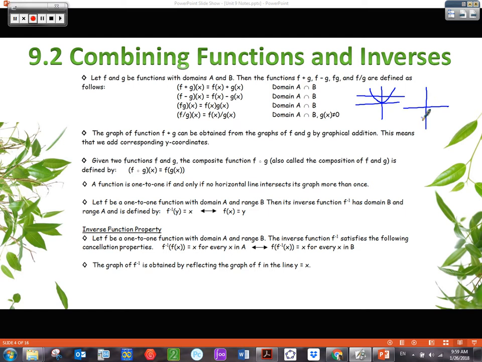What about y equals x cubed? Yeah, that is a one-to-one function. It doesn't matter where I do my horizontal line, it's still going to go only through once. So that's a different kind of test for you, the horizontal line test. That will help us determine if it's one-to-one.